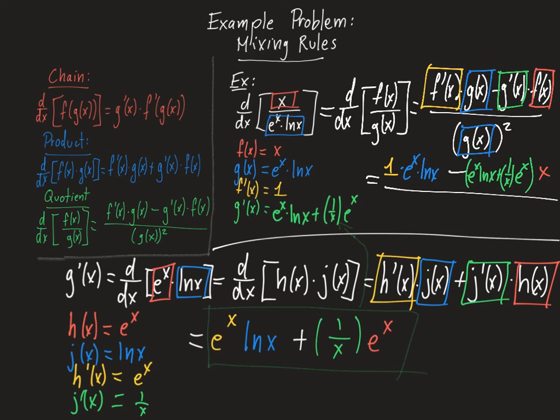Then we have our big fraction bar. And in the denominator, we have a function which is going to be squared. And this function is our g of x in blue, which is e to the x natural log of x. And with that, we are done.